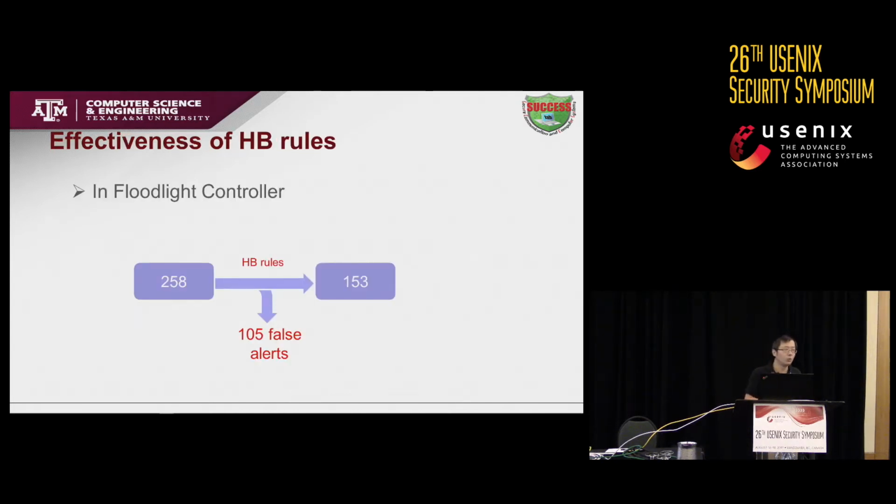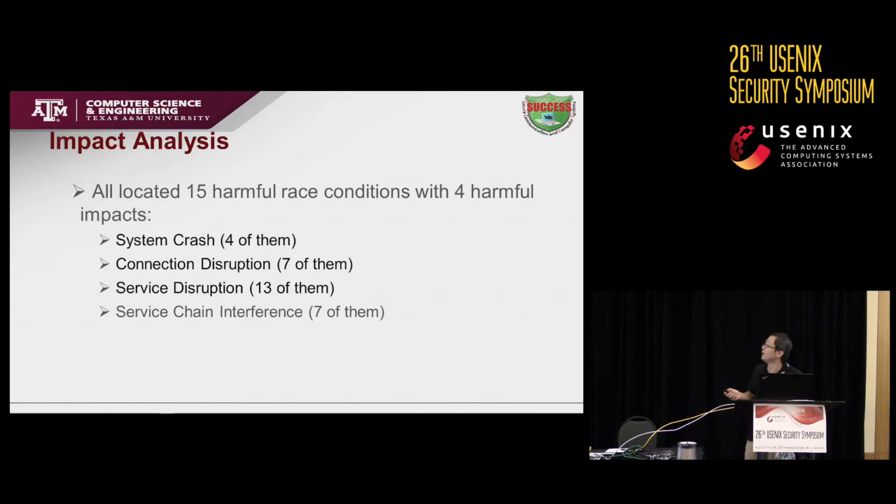To evaluate the effectiveness of the happens-before rules, by the way, the details of these happens-before rules are in our paper, you can check that. We use the example of Floodlight. Before we apply the happens-before rules, there are potentially 258 race operations, but after using the rules, we filter a lot of false alerts. So we end up with only about 150 potential race operations.